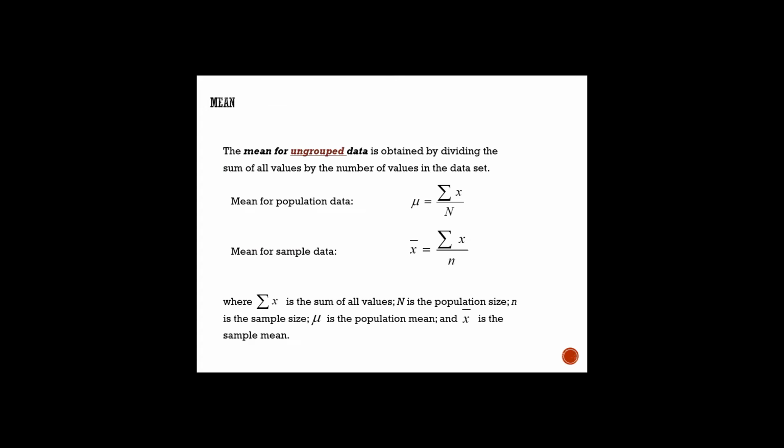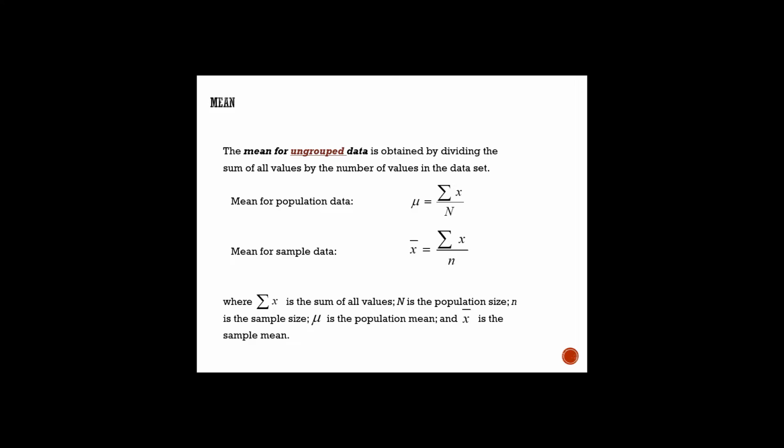First, we're going to discuss the mean for ungrouped data. Now, the mean for ungrouped data is found by dividing the sum of all the values in a data set by the number of values in the data set. We can be dealing with 2 different types of data: population data or sample data. The formulas may be different for population and sample data, so it's important for us to make that distinction early.